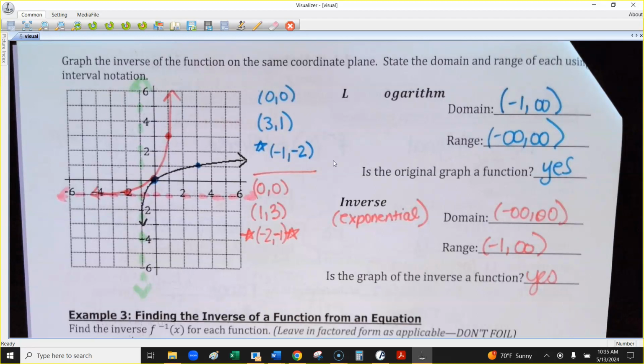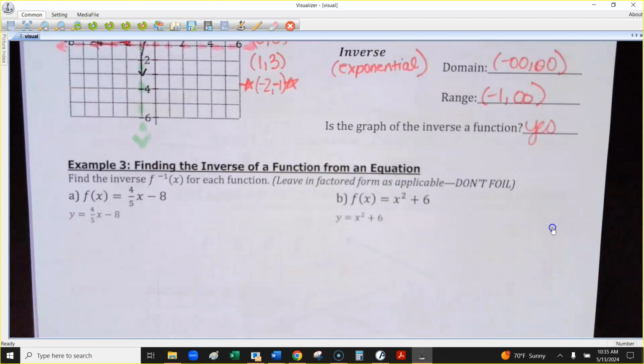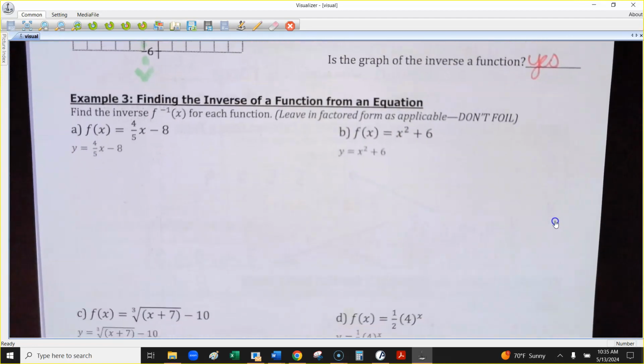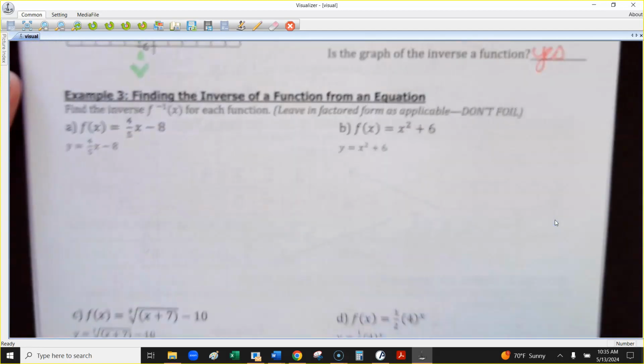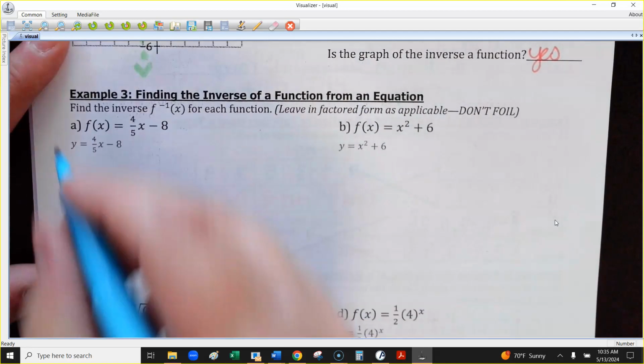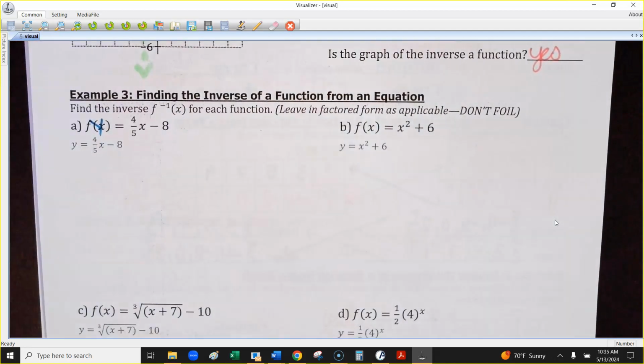Okay. Now, the rest of this is literally just going to be algebra. I'm going to give you an equation, and I have a different thing for each one. The first one is just a line. If you have an equation, it's totally legal to put a y over the f of x. That's the easiest thing, and I put that under each equation just to show you can do that. The process for this is the same as the table or the graph. We're going to switch x and y. We're just going to do it with an equation instead of points on a graph.